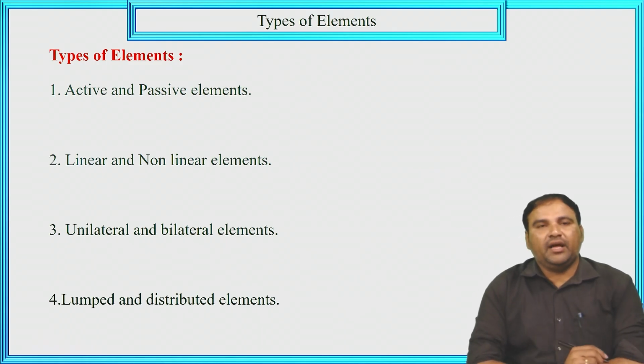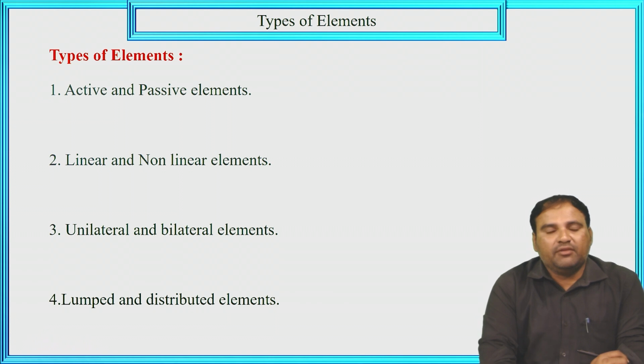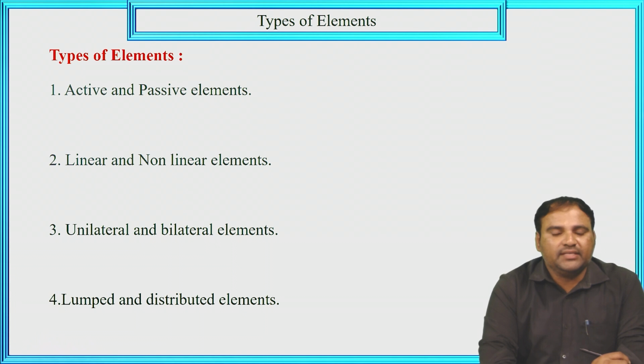And next we are having the different types of elements. So here basically the elements are classified into 4 types. First one is active and passive elements, second one is linear and non-linear elements, third one is unilateral and bilateral elements, and fourth one is lumped and distributed elements. So these are the 4 types of the elements.